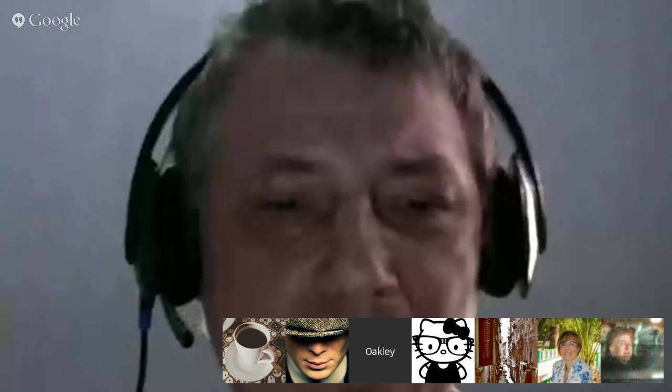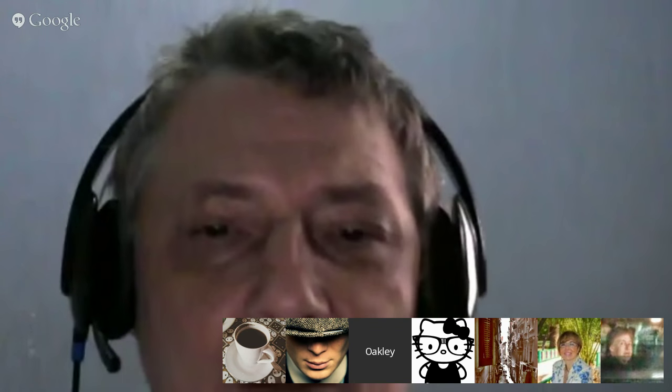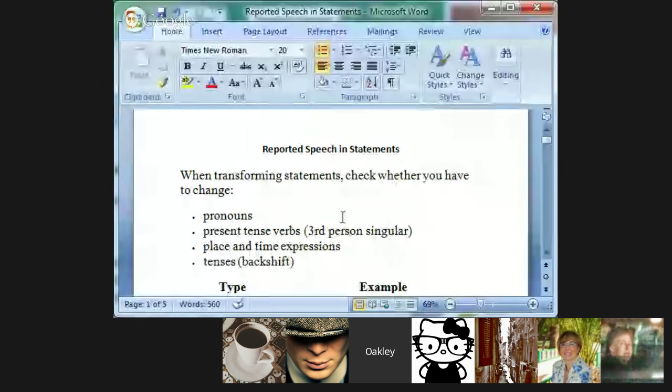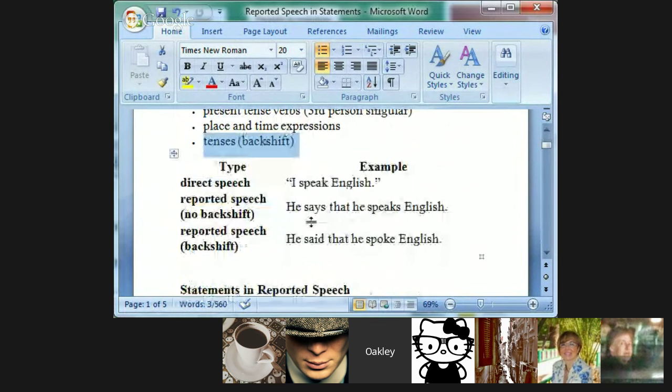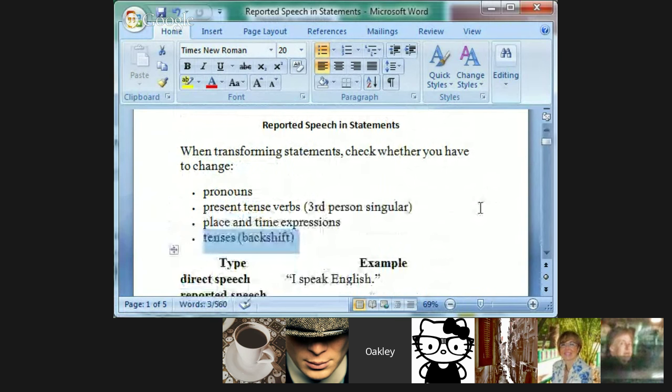So much for that. Let's just look at it in a different way. Okay, reported speech. To review, we may have to change the pronouns, present tense verbs, place and time expressions, the here and the there, and the today and tomorrow, and the verb tenses. Let's look at some examples.